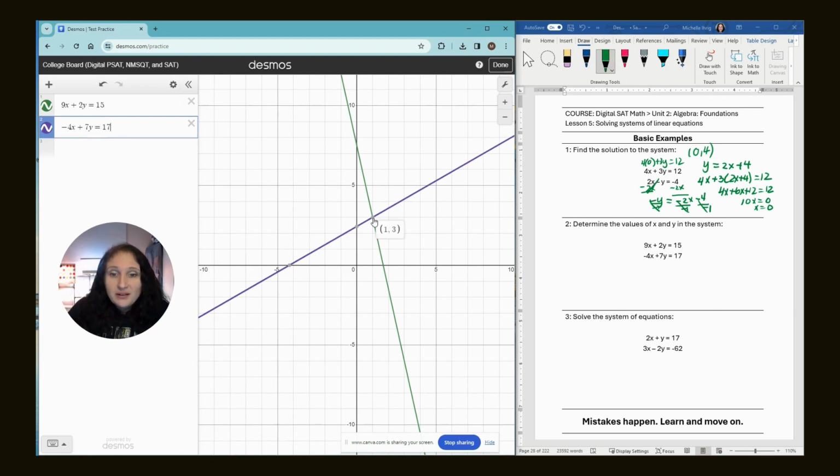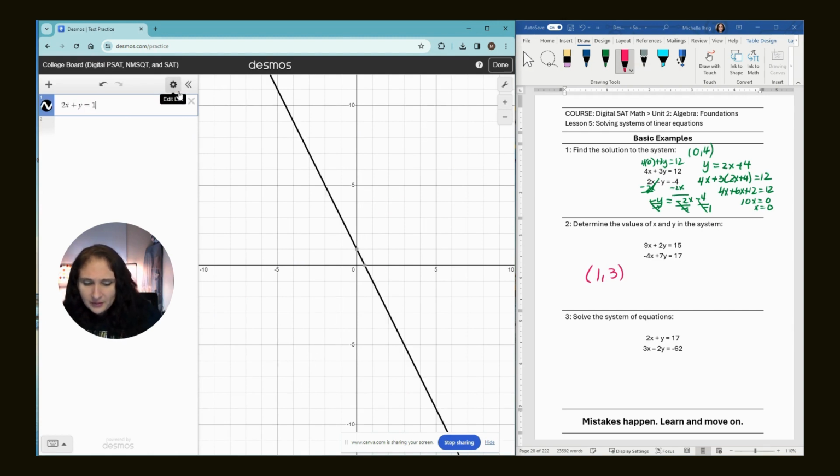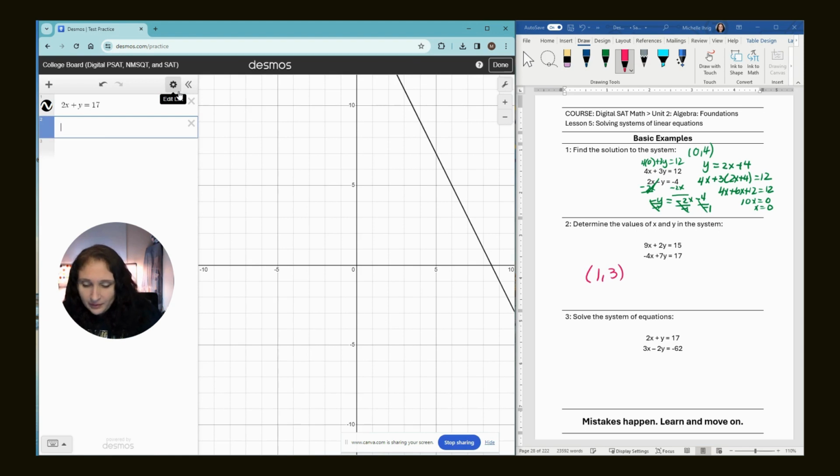There's our point. Desmos is so kind to even draw it for us and put a point on it. 1, 3. Wow, that was so hard. Let's see what we get on the next one. I'm just Xing it out. You can also hit the gear. 2x plus y equals 17. 3x minus 2y equals negative 62.